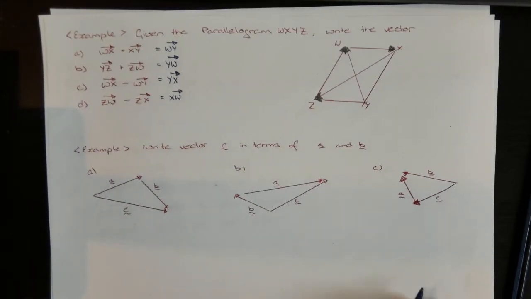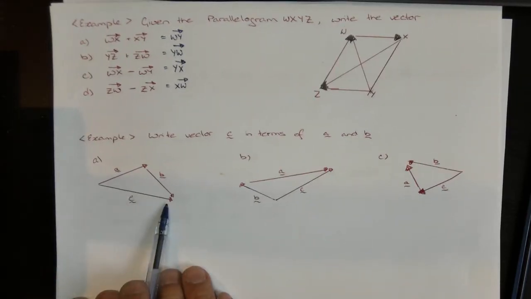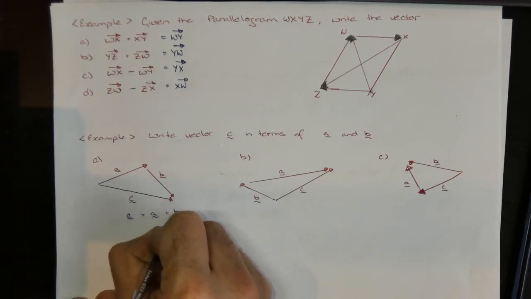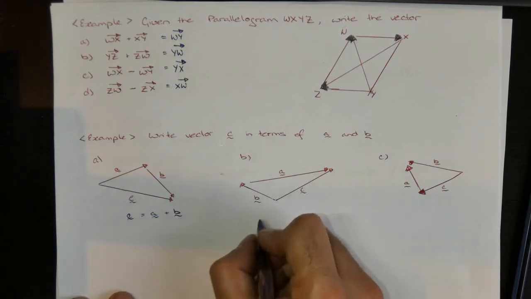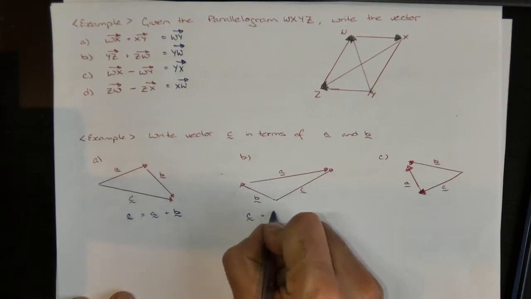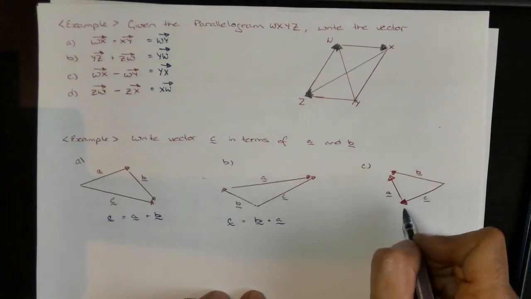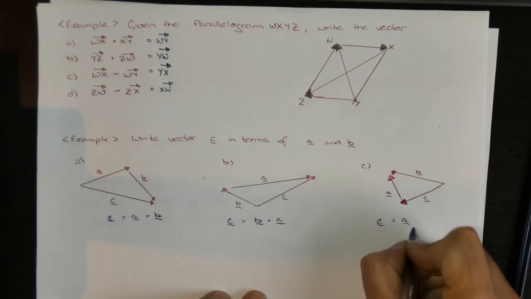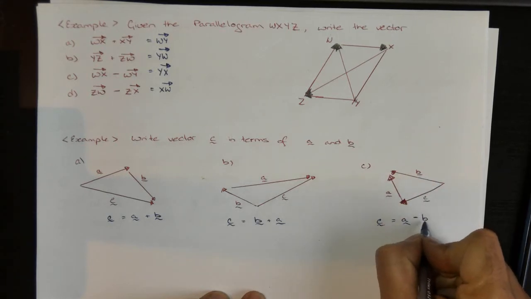Let's write these vectors, the vector C, in terms of A and B. So here it is, tip to tail. The vector C is actually A plus B, going tip to tail, tip to tail, tip to tail. Here we've got C, and the C vector is going to be B plus A. Here, the C vector is going to be the A vector, tip to tail, and what I want to do is reverse the B, so that's going to be minus B.